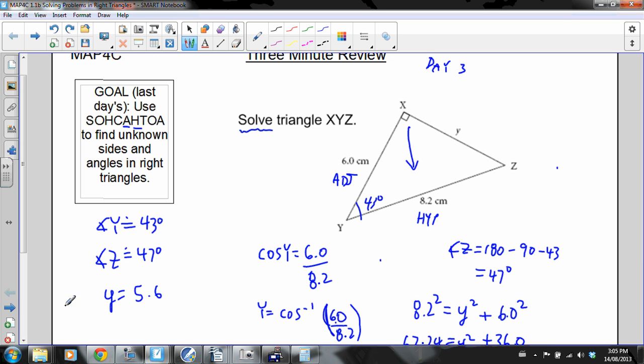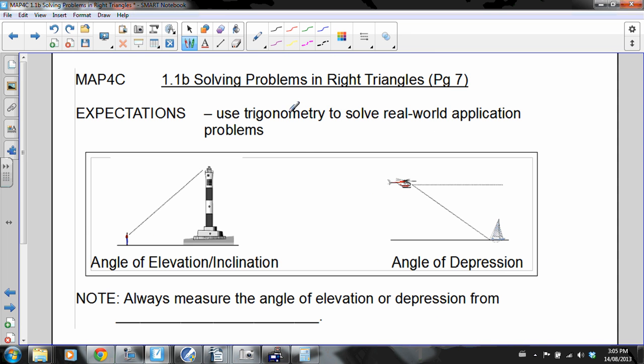Other problems that we can see in today's lesson are to solve real-world application problems. A lot of these real-world application problems have this idea of the angle of elevation or inclination and the angle of depression, right? Where somebody's looking up at something or somebody's looking down at something and an angle is created, right? And the problem that math students have is they always goof it up, and they get the wrong angle.